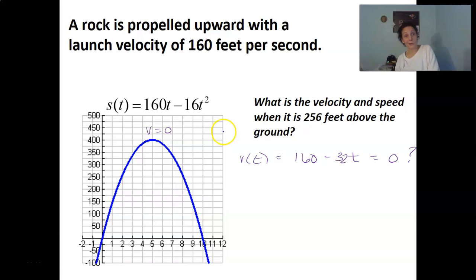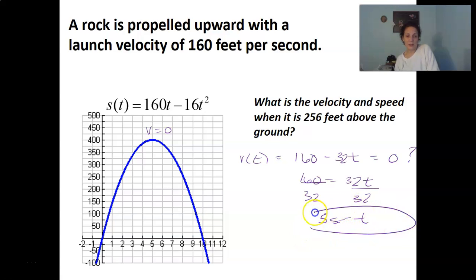According to this graph, we better get a 5. If I take the 32t to the other side, to avoid negatives, and divide by 32 on both sides, bingo, bango, we get that time is equal to 5 seconds. So this is telling me that at t equals 5 seconds, it's at max height. Now I know when it was at maximum height, thanks to my velocity equation.